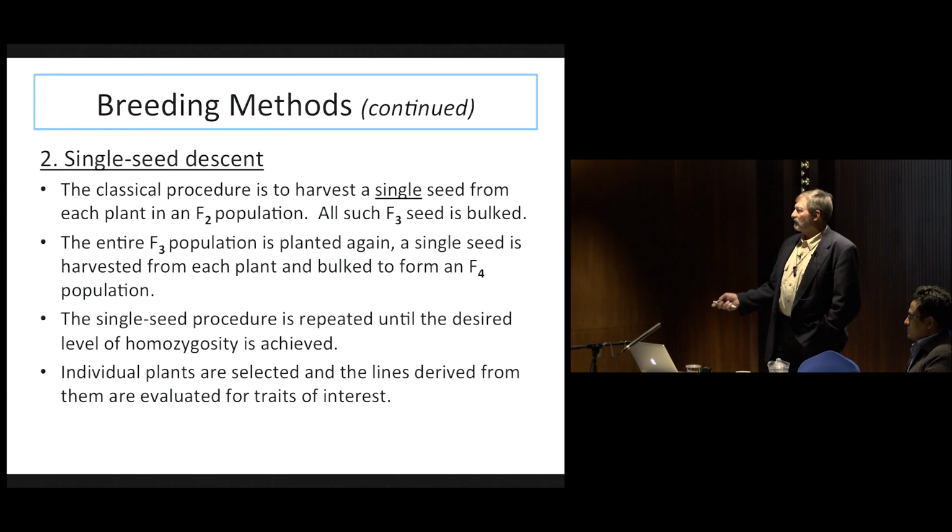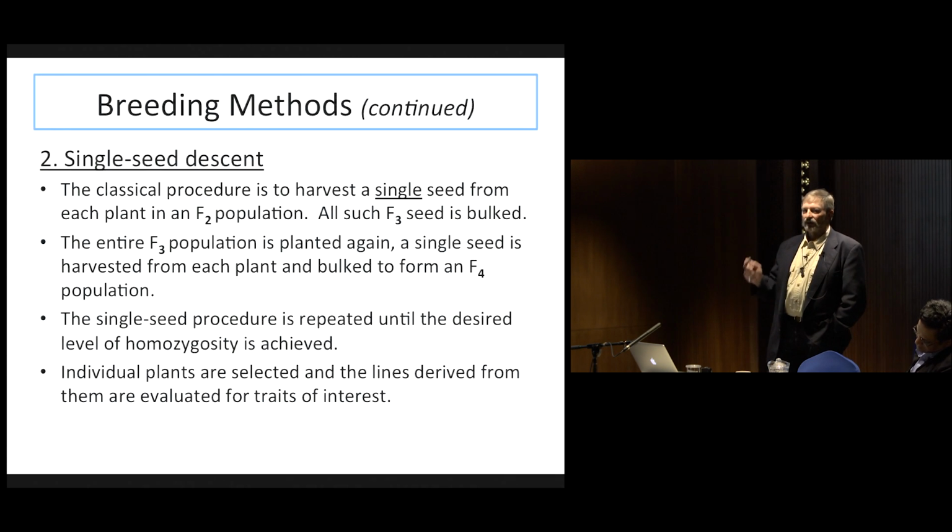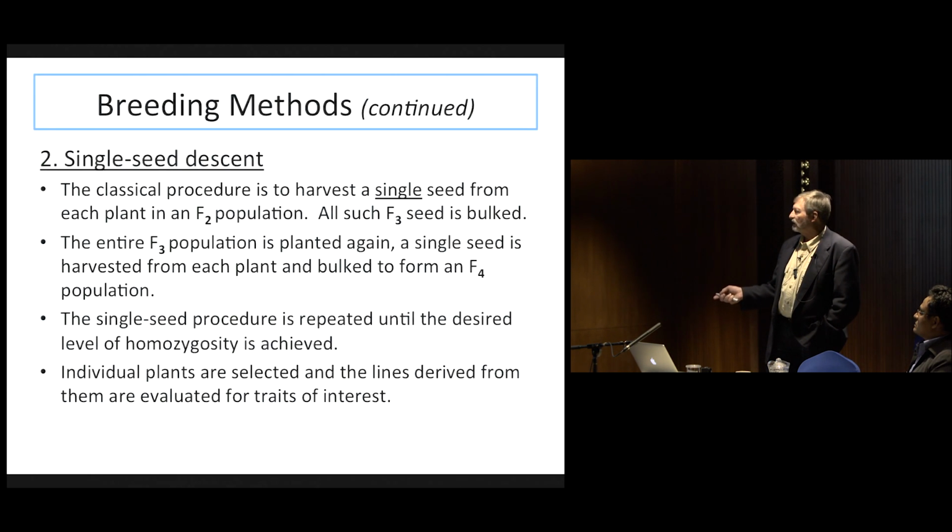The single seed descent method, the classical procedure is you harvest a single seed from each plant in the F2 population. If you've not done that, it's a lot of work. And then all of that F3 seed is put into a bulk. That bulk is planted again, and again a single seed is harvested from each plant and bulked to form an F4 population. That procedure is repeated until the level of desired homozygosity is achieved.